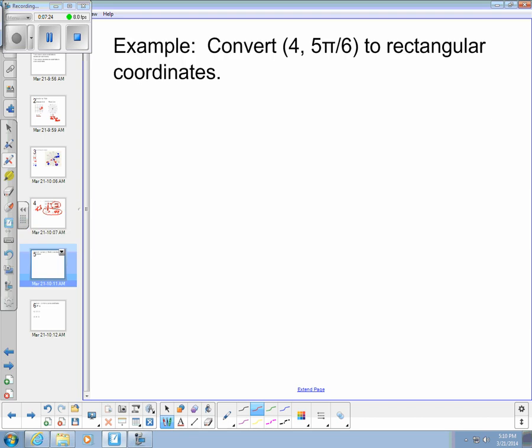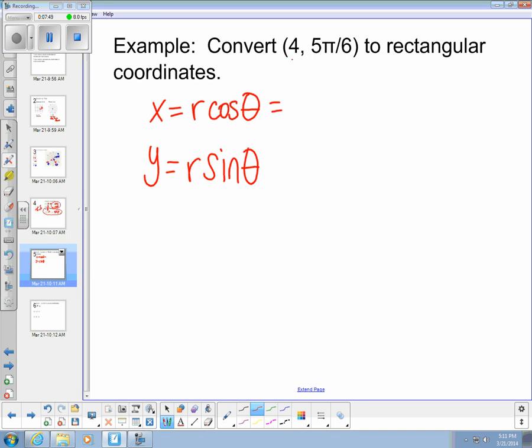So let's look at how we convert from polar coordinates to rectangular coordinates. Rectangular coordinates means I want to know what does x equal and what does y equal. Our formula for x was r times the cosine of theta, and our formula for y is r times the sine of theta. Now, in our point, the first number in a polar coordinate pair is r, so r is 4, and theta is 5 pi over 6. So to find x, I need to do 4 times the cosine of 5 pi over 6.